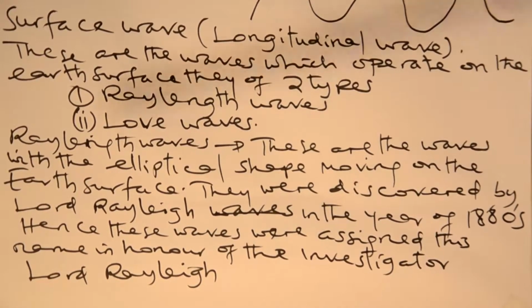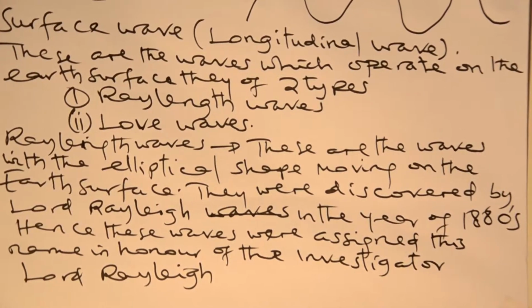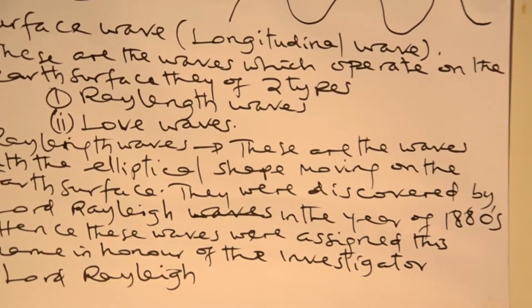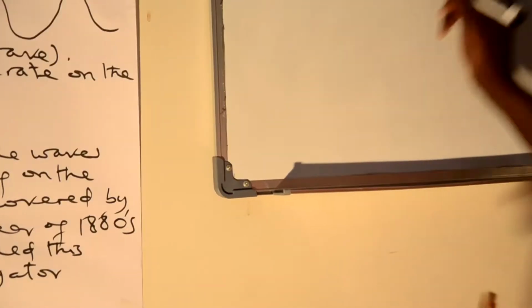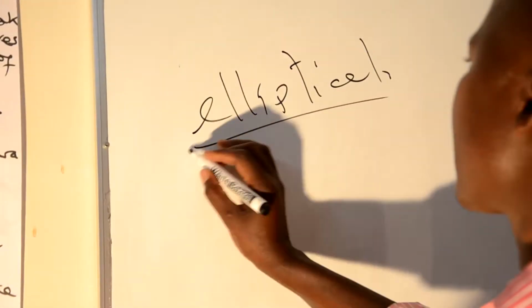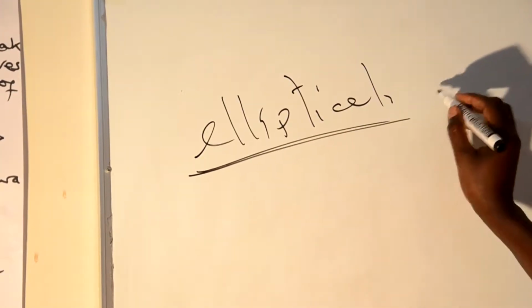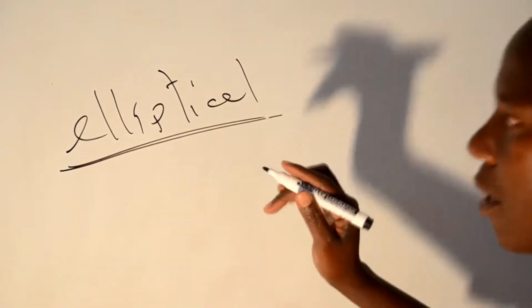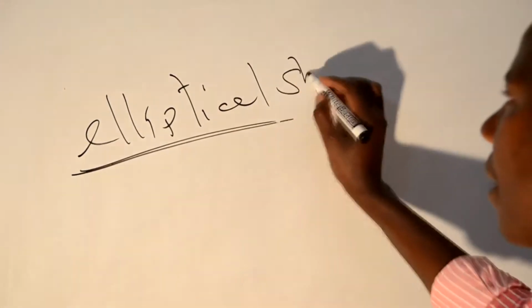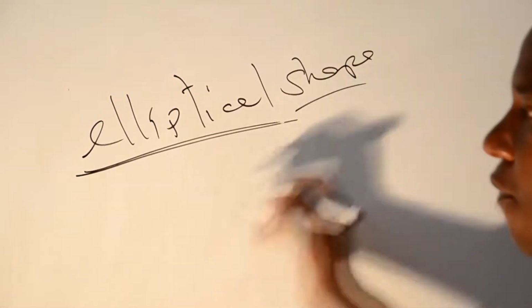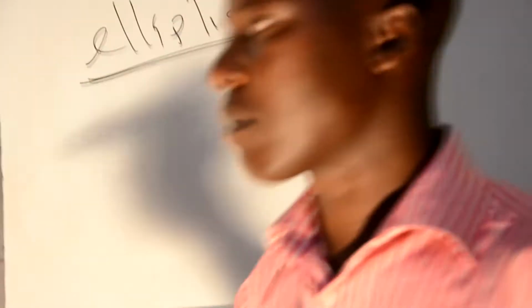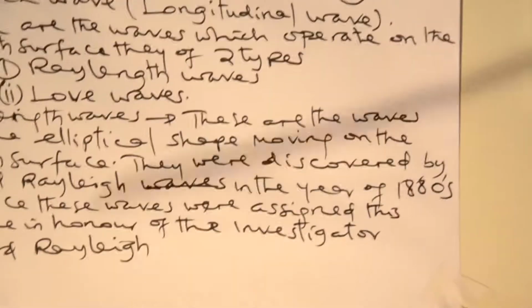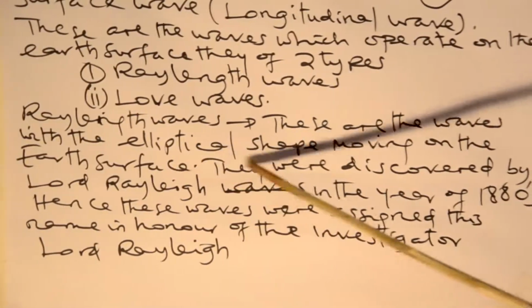Whenever talking about elliptical shape, this is a shape like an egg. Kama yai unavyoonaga inavyokaa, elliptical shape, kwamba kama yai unavyoona. Therefore, even the shaking of this material is like an egg. Therefore, an elliptical shape moving on the Earth's surface.